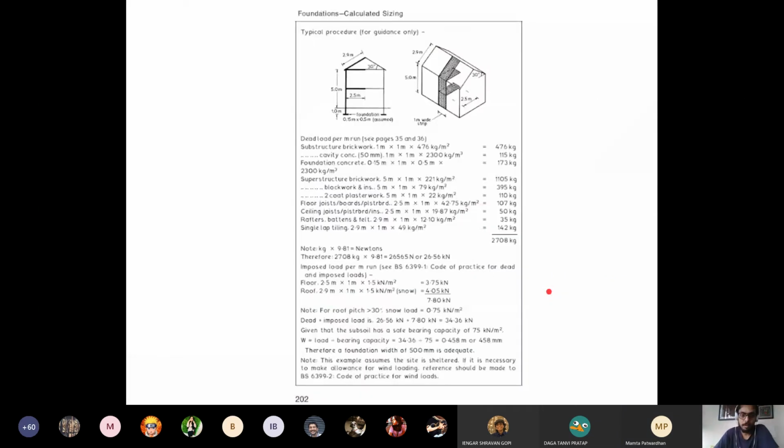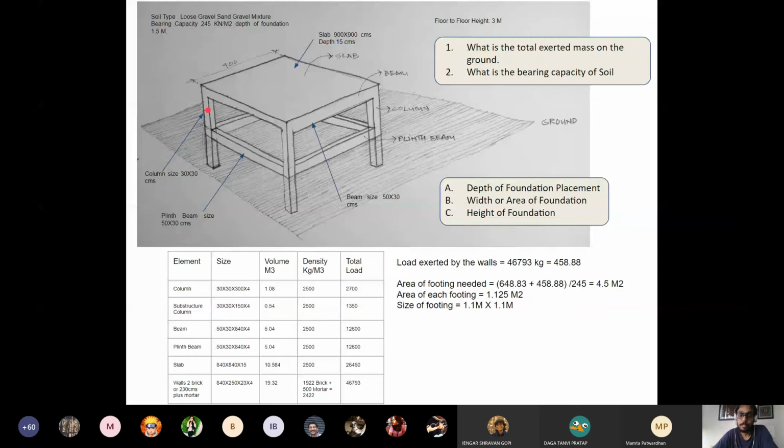In the other textbook, he has done a different way of calculating the overall load of the structure. What he has done is he has calculated the load of only 1 meter. Only 1 meter he has calculated the load, and then he has multiplied that with the total perimeter or length of the entire plan. That's how the load has been calculated. In this case, the load is calculated as per each element. That's the only difference.